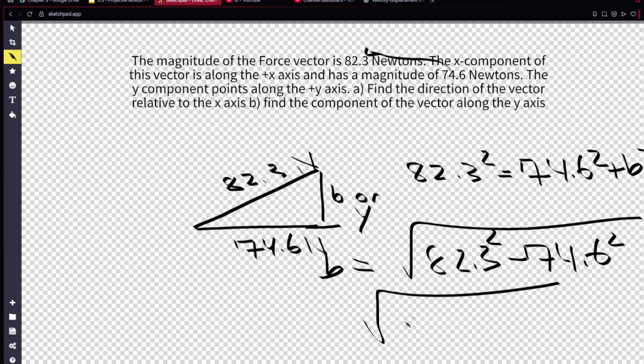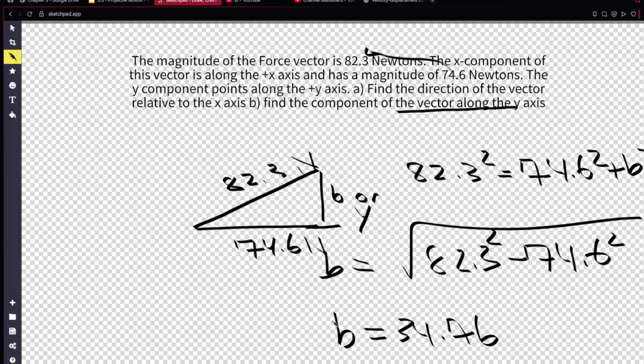You can simplify this if you want to do it algebraically in your head, but just use a calculator, please. I'm not even going to try to simplify it. Let me just pull out a calculator, which I probably should have done. My desk is really messy. So, 82.3 squared minus 74.6 squared, and that's going to be equal to 34.76. But note what this question asks. The first one is find the component of the vector along the y-axis. So that's what we solved for.